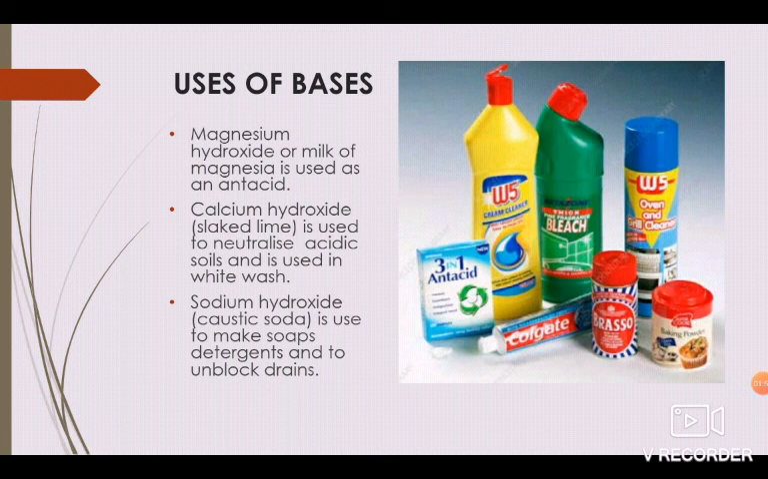Calcium hydroxide or slaked lime is used to neutralize acidic soils and is also used to whitewash your walls. Sodium hydroxide or caustic soda is used to make soaps, detergents, and also to unblock the drains.